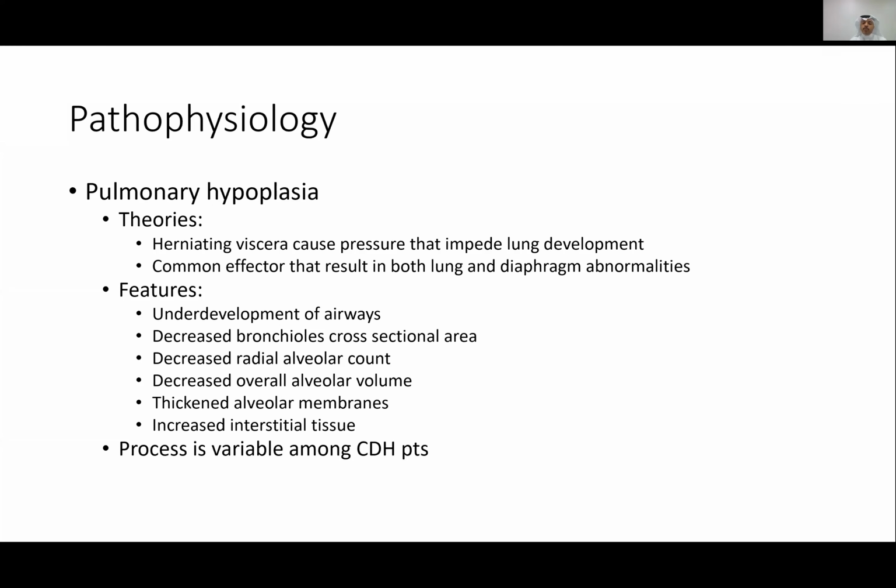So what is pulmonary hypoplasia? It is a process where you have underdeveloped airways. You have a decreased bronchiolar cross-sectional area, decreased radial alveolar counts, and decreased alveolar volume. You have thickened alveolar membranes and increased interstitial tissue space. Now, the degree of pulmonary hypoplasia is variable among CDH patients, and unfortunately, we don't know the reason why that happens.